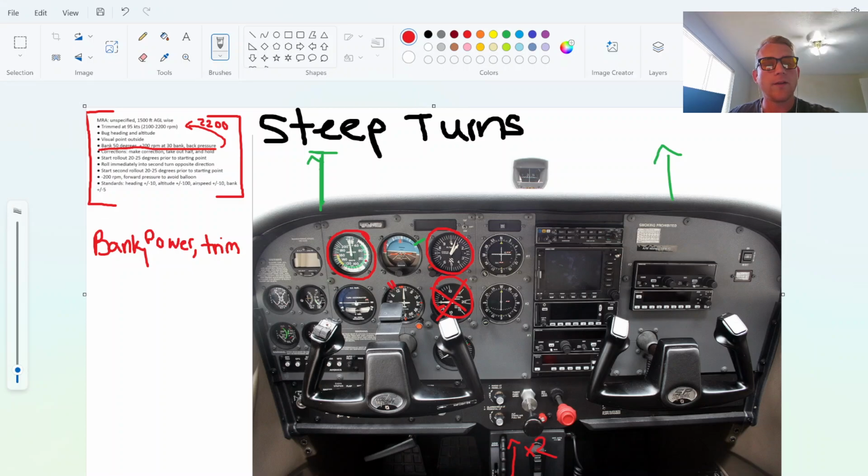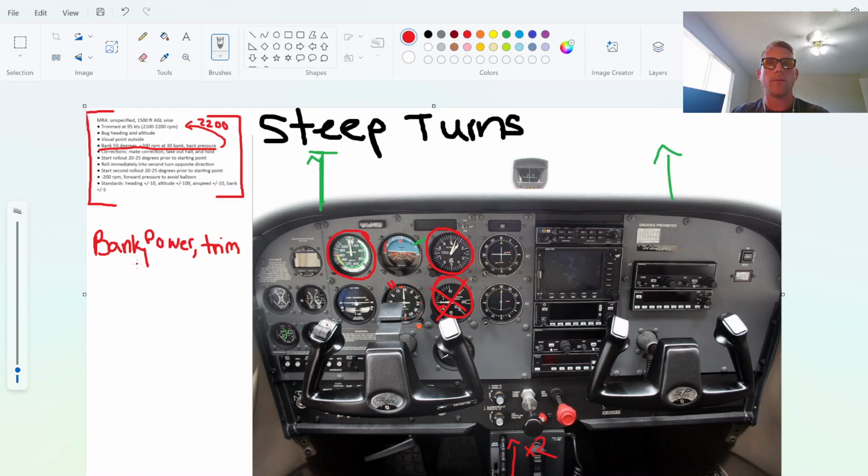The cons to this is that it's very easy to balloon up and lose your airspeed. Very easy, because now you're nose up, okay? So if you're having problems maintaining the bank angle on your steep turns, try out that method. Bank, simultaneously add power, at 30 degrees trim, nose up twice, okay?